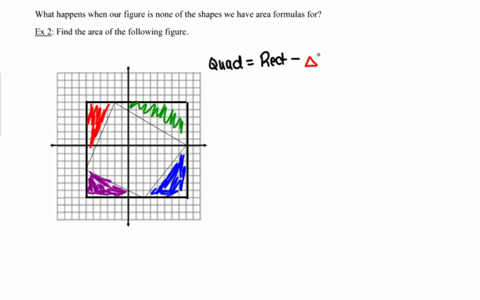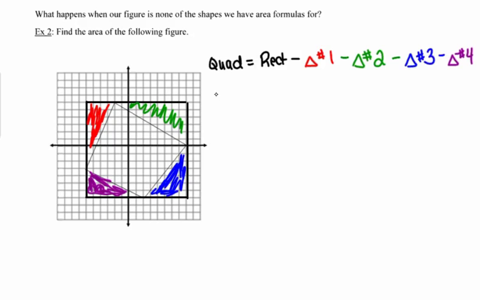Subtract, I'll call the red triangle triangle 1. I'll call the green triangle subtract triangle 2. Subtract the blue triangle. And then lastly, subtract the purple triangle. So that's kind of my strategy here, is to find the area of each one of those figures and then subtract them all from the area of the rectangle.